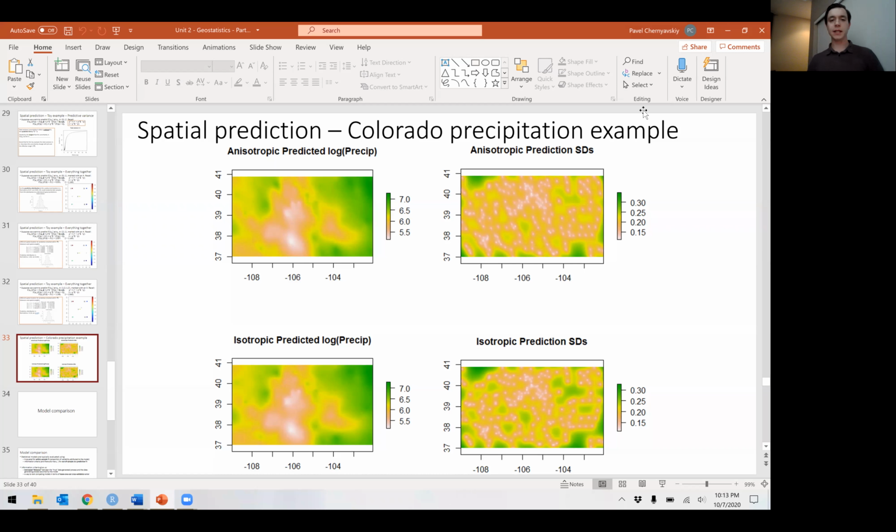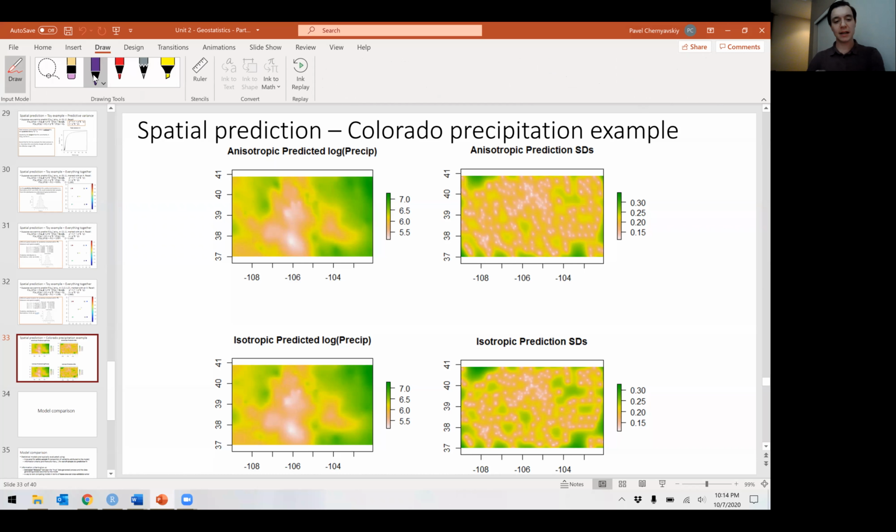So last time we finished, I think right around this slide, where I used an isotropic and the anisotropic model. Those are kind of tough to say. The isotropic and the anisotropic model to predict precipitation in the state of Colorado. And I stopped here because I'm showing that there's a pretty minimal difference between the predictions between anisotropic and isotropic models. If you recall, with anisotropy, we estimate two additional parameters.